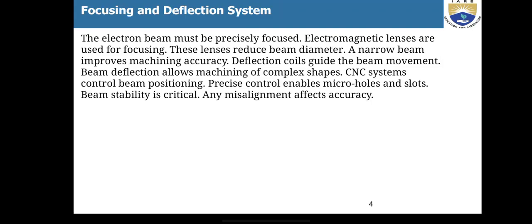Deflection coils guide the beam. Deflection allows machining of complex shapes. CNC systems control beam positioning. Precise control enables micro holes and slots. Beam stability is critical. Any misalignment affects accuracy.